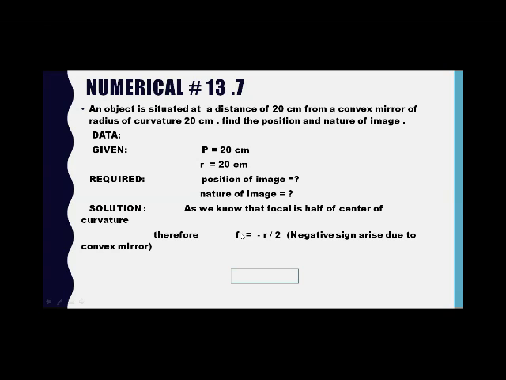So just keep in your mind, if the mirror is convex, then the focal length will be negative. If the mirror is concave, then the focal length will be positive. That's why I'm just writing it down. F is equal to minus r upon 2. After that, we are going to compute their value. Here r is 20 and 2 will remain the same. So divide 20 by 2, then we get 10 centimeter, because 2 tens are 20. So F will be negative 10 centimeter.